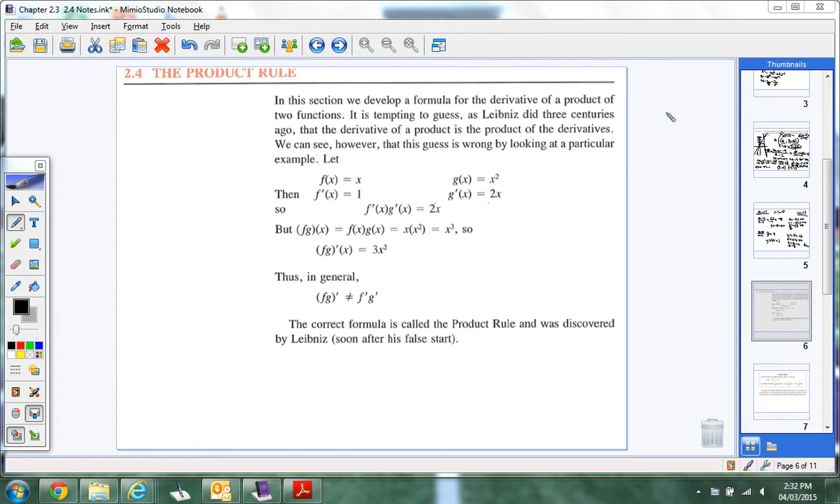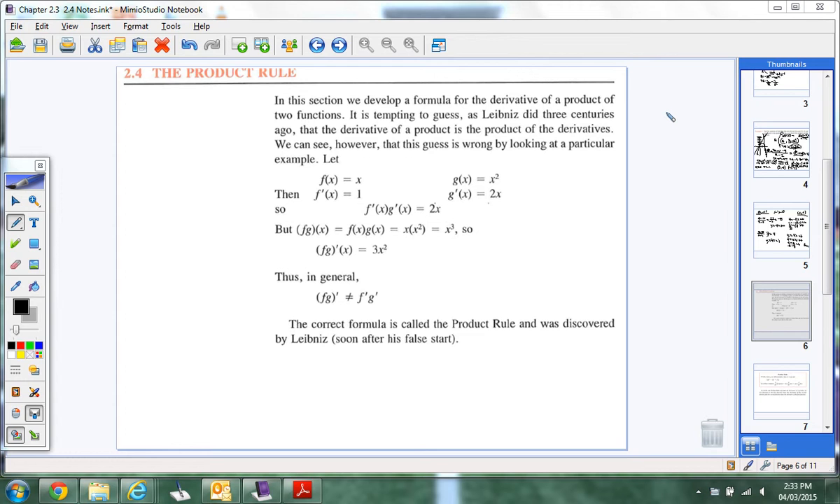So, Unit 2, Lesson 2.4. In this section, we'll develop the formula to derive the product of two functions. It's tempting to guess, as Leibniz did 3 centuries ago, that the derivative of a product is the product of the derivatives. We can see how this guess is wrong by looking at a particular example.